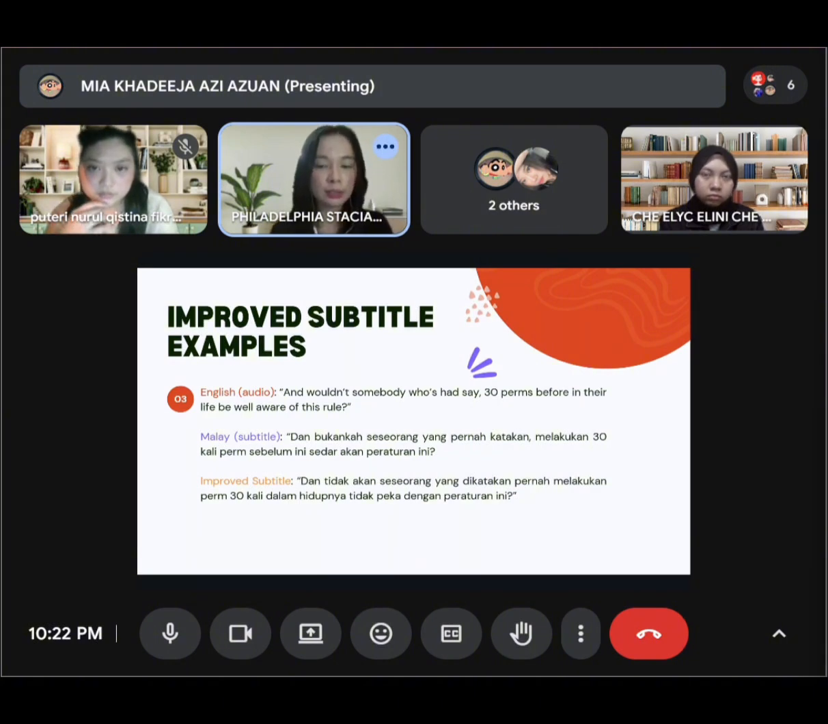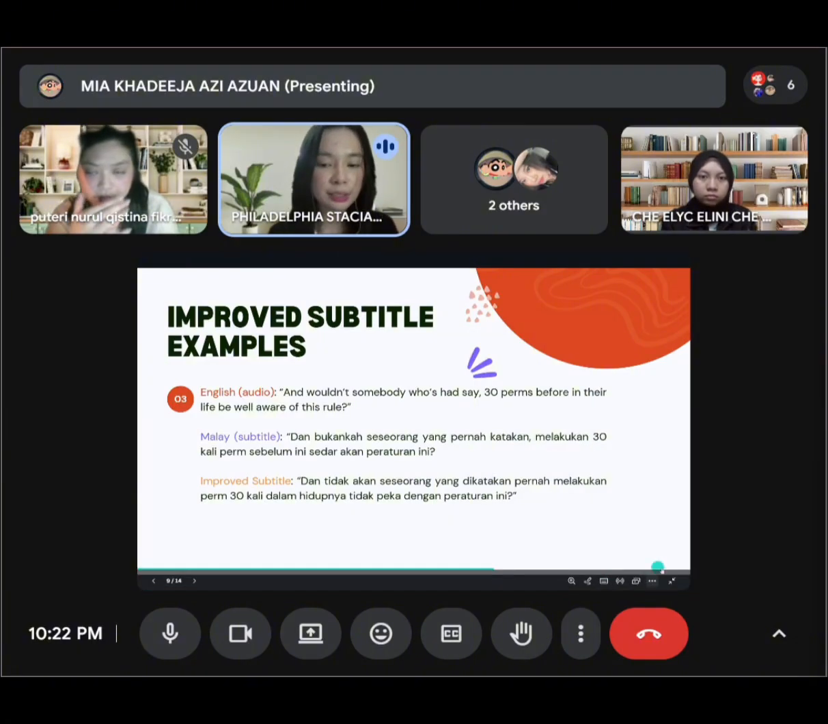We improve it to "dan tidak akan seseorang yang dikatakan pernah melakukan perm 30 kali dalam hidupnya tidak peka dengan peraturan ini." This version is smoother, clearer, and more natural in Malay while keeping the original meaning.